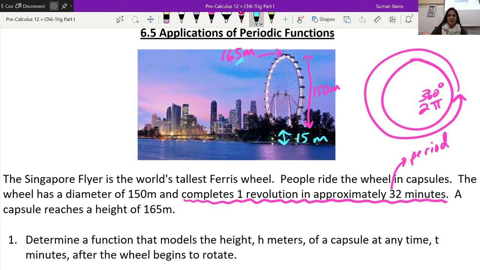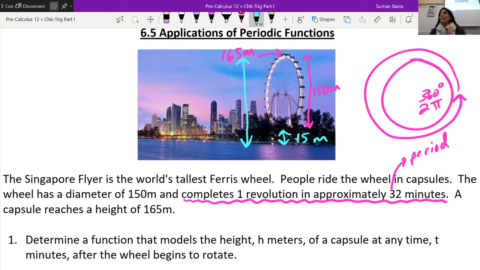Maybe it's best if I draw it so that top to bottom would be 165. We're told the diameter is 150. So the bottom of the capsule, where you get on, must be 15 meters above the ground.